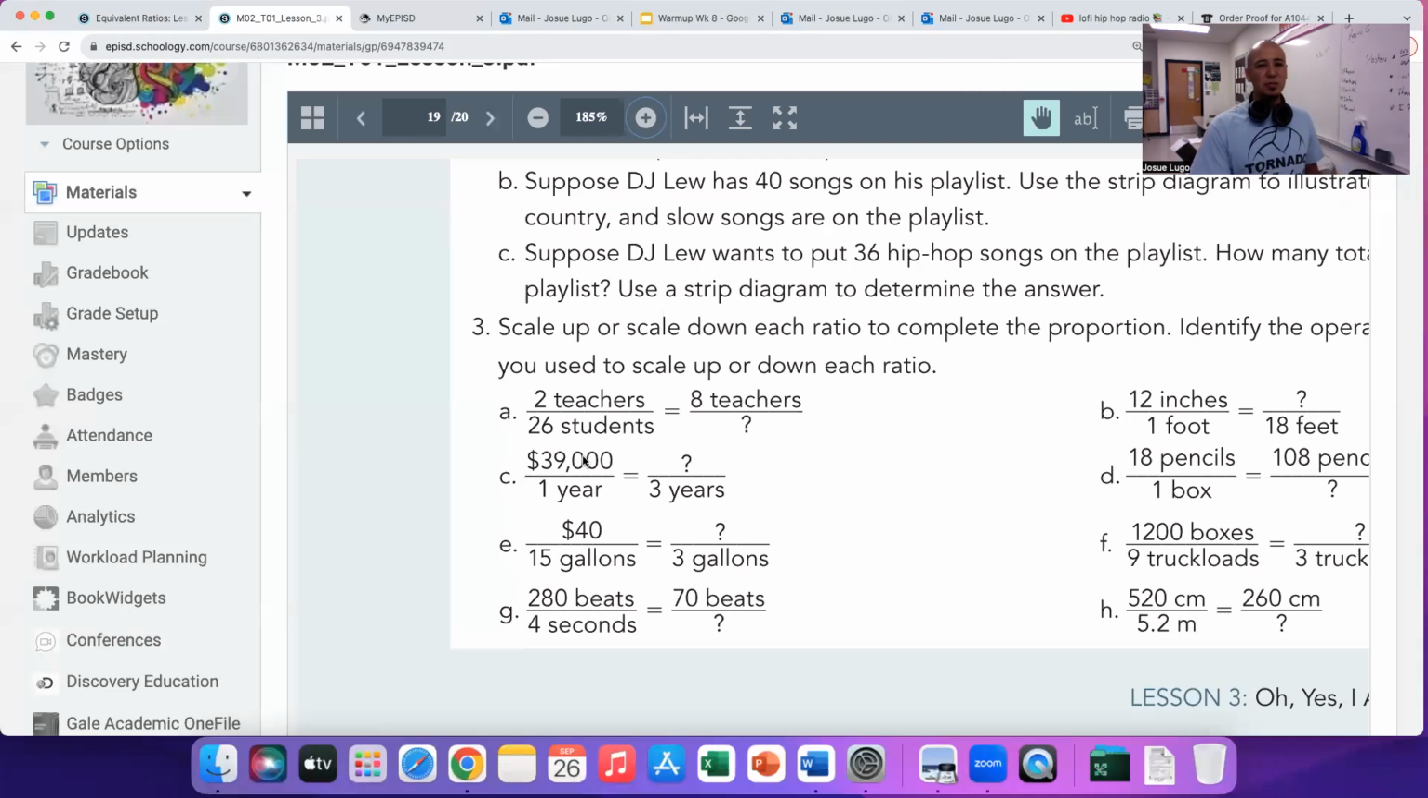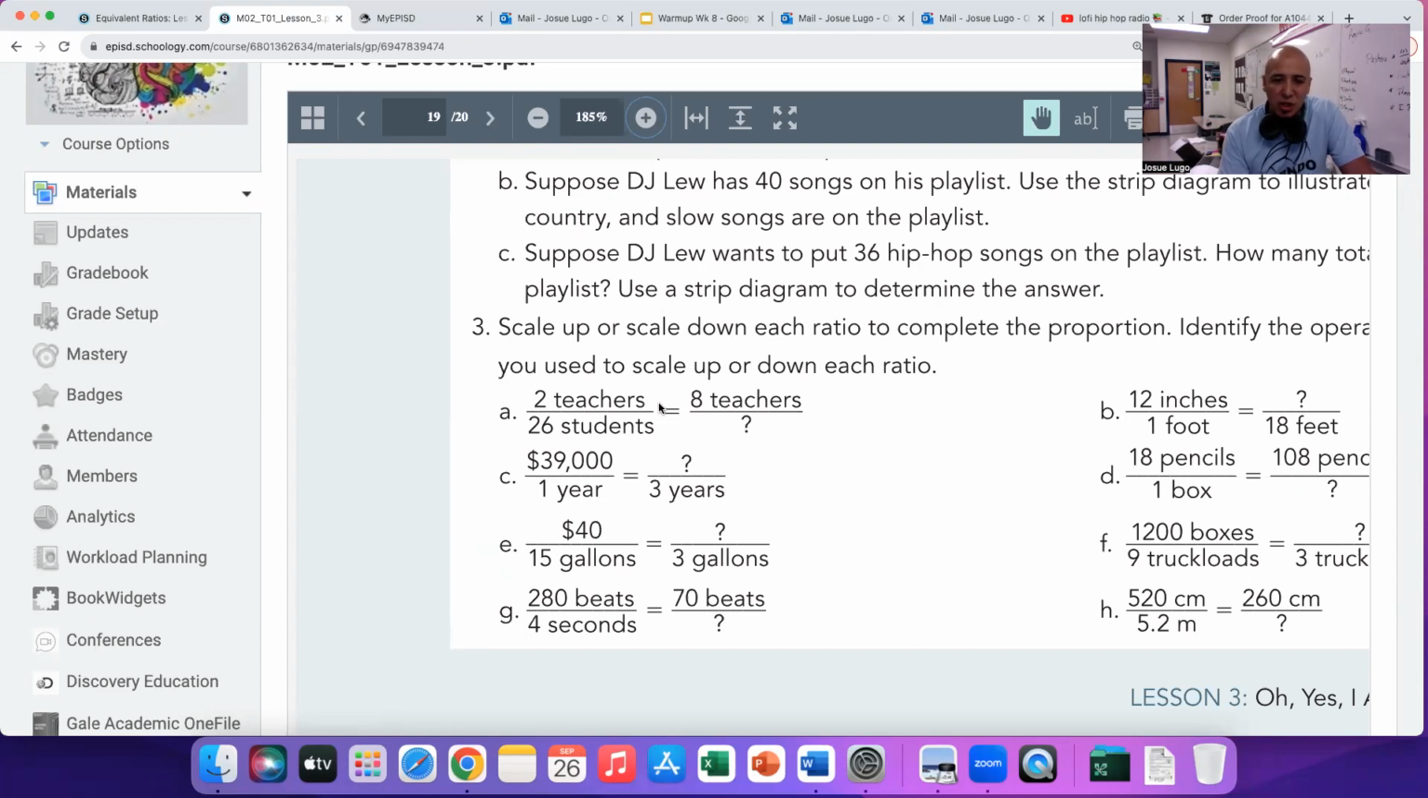So here it's a little bit of a different format, and yet it's the exact same thing we just did right now. Notice that here we're comparing teachers and students. So we're not doing eggs and cups of flour, but it is a ratio. We are comparing two different things. We have 2 teachers for every 26 students. So I'm looking at this example right here, 2 teachers for every 26 students.